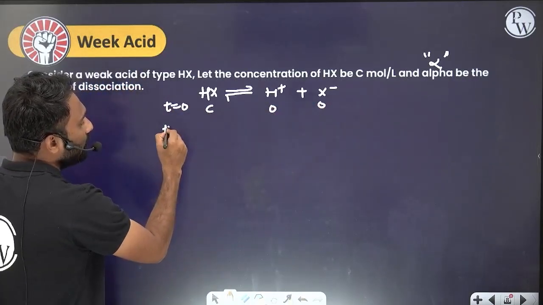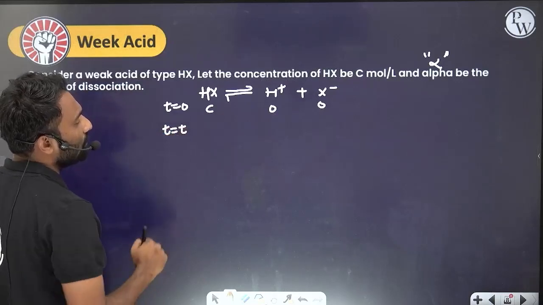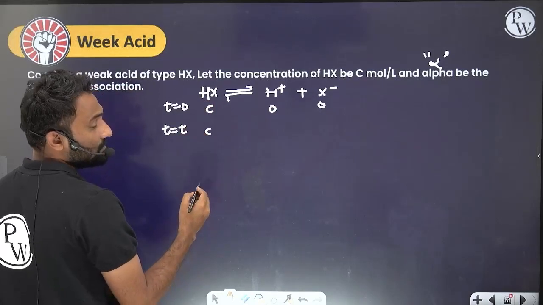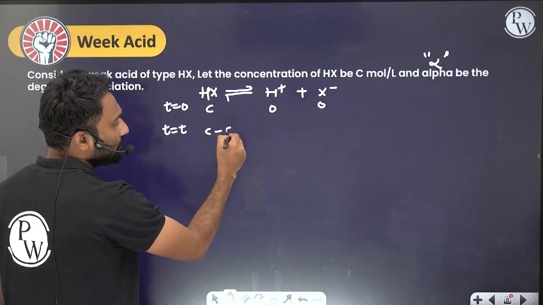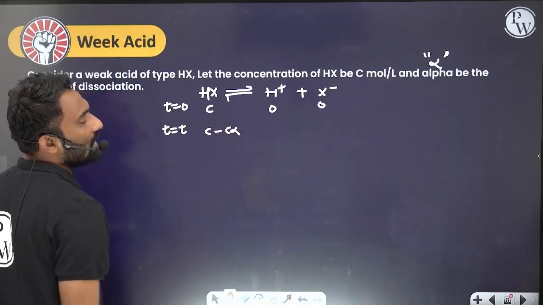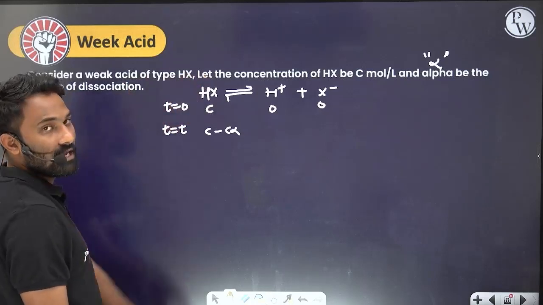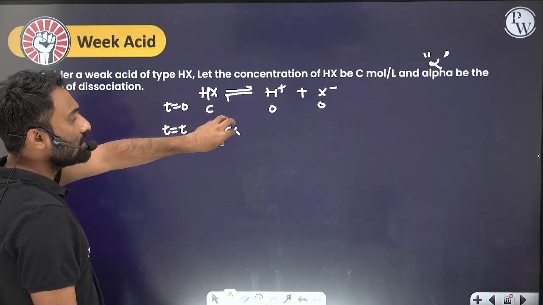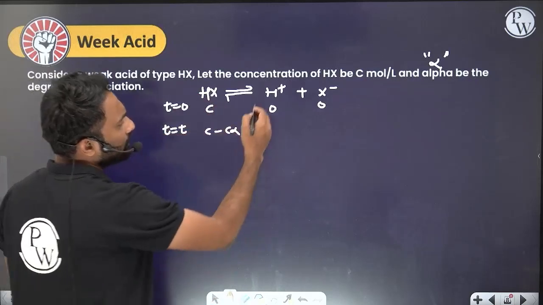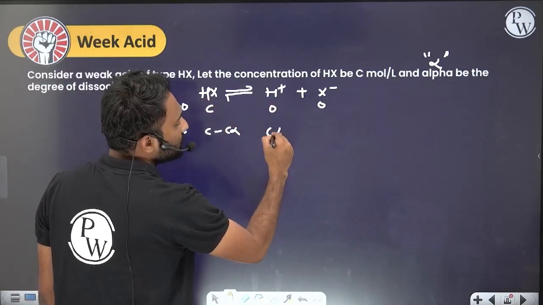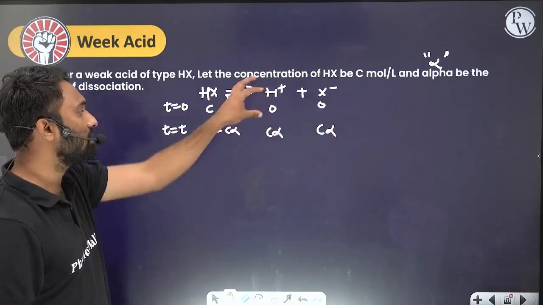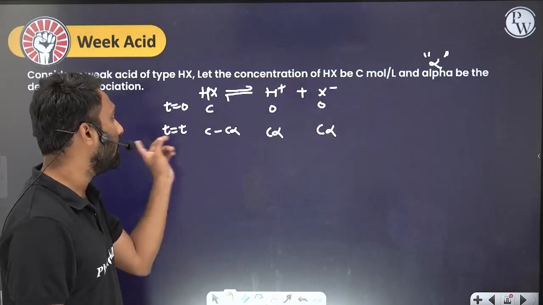At equilibrium, at time t is equal to t, from the C concentration of HX, C alpha has dissociated, so C minus C alpha remains. From this C concentration, C alpha concentration has dissociated. Now C alpha X minus and C alpha H plus ion concentration are formed at equilibrium.